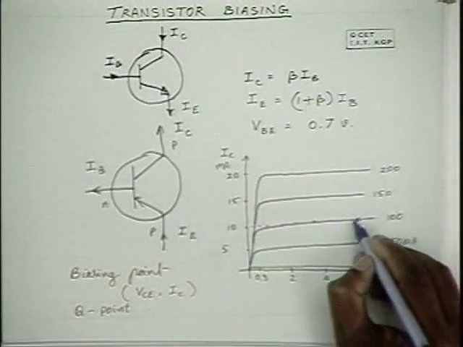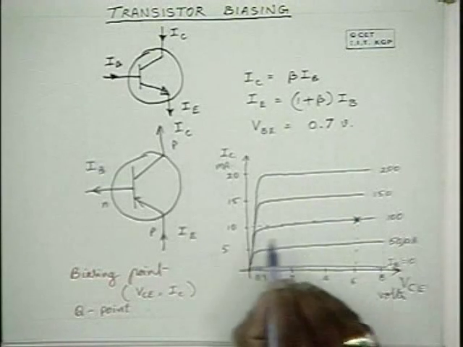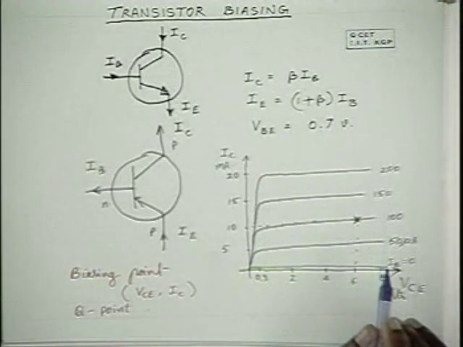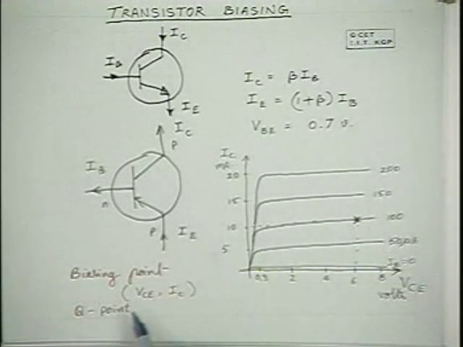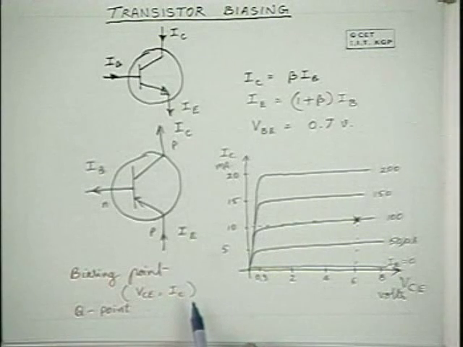So the point where you are operating the transistor under quiescent conditions is known as the quiescent point, and this is the biasing. This indicates the biasing voltage and biasing current.